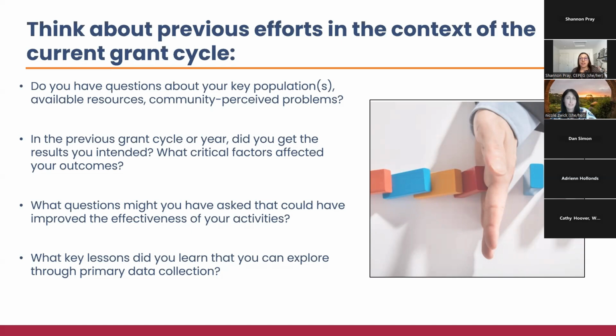What questions might you have asked that could have improved the effectiveness of your activities? What do you know now that you didn't know before? Qualify that as a lessons learned again, right? What do you wish you had asked 3 years ago, 5 years ago, 2 years ago as you were setting up the program that you should be putting into what changes can we make now? And then what key lessons did you learn to explore through the primary data collection? Going back to your large scale population data, what do you still want to know there, and how can that help inform these other pieces as well?